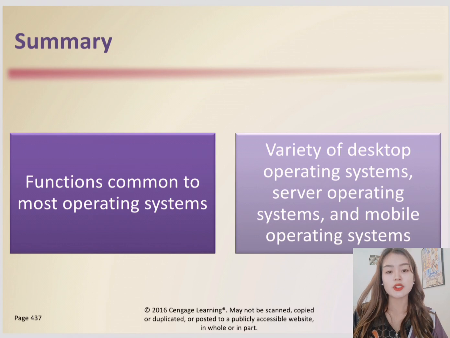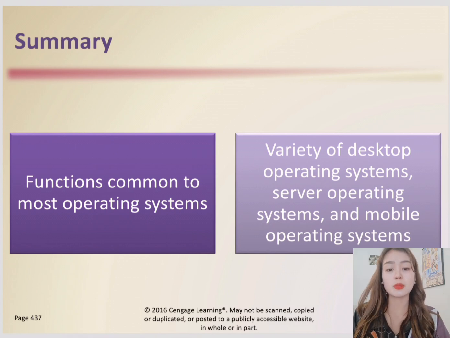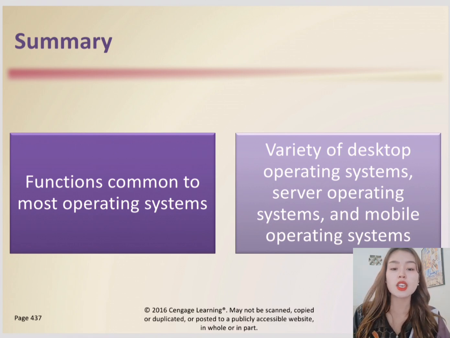Operating systems have common functions like managing hardware and running applications. They come in different types: desktop OS, for example Windows and Mac OS; server OS, for example Linux and Windows Server; and mobile OS, for example Android and iOS.